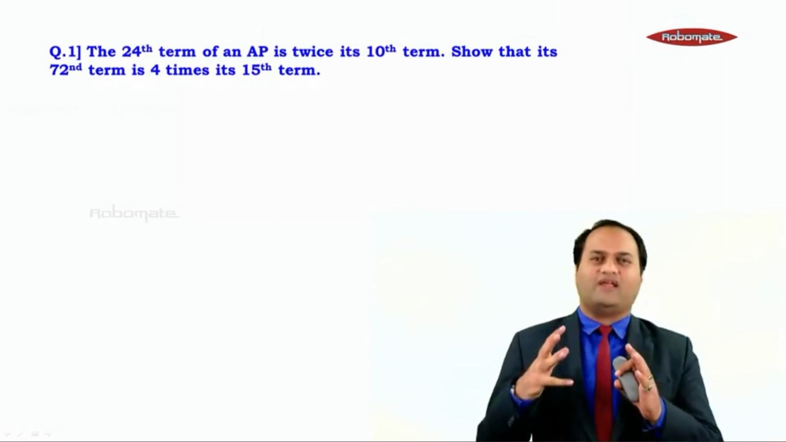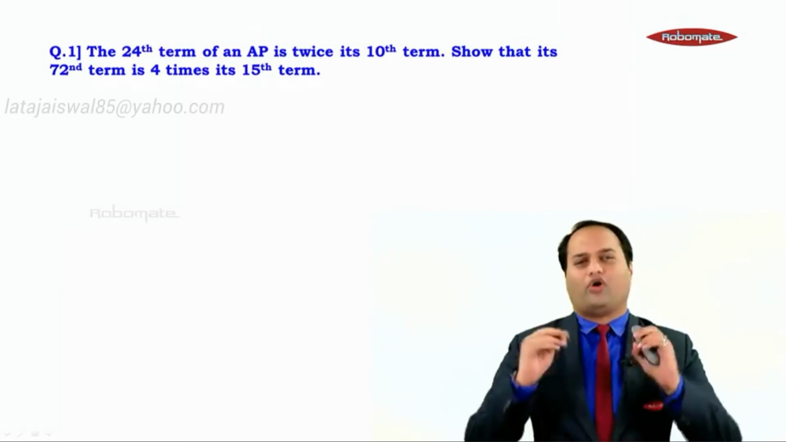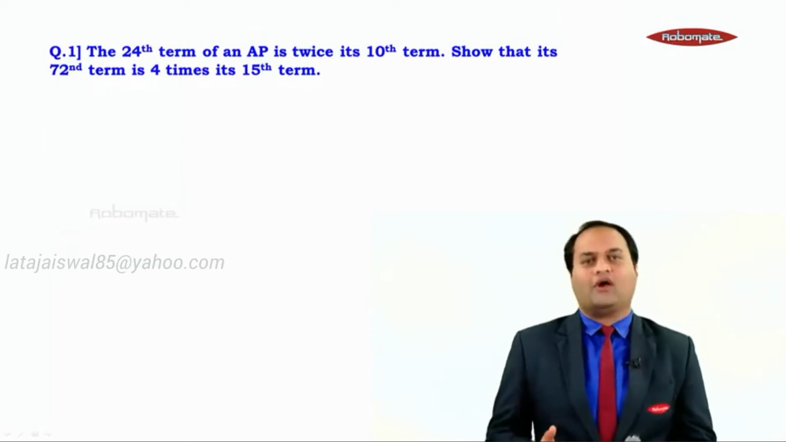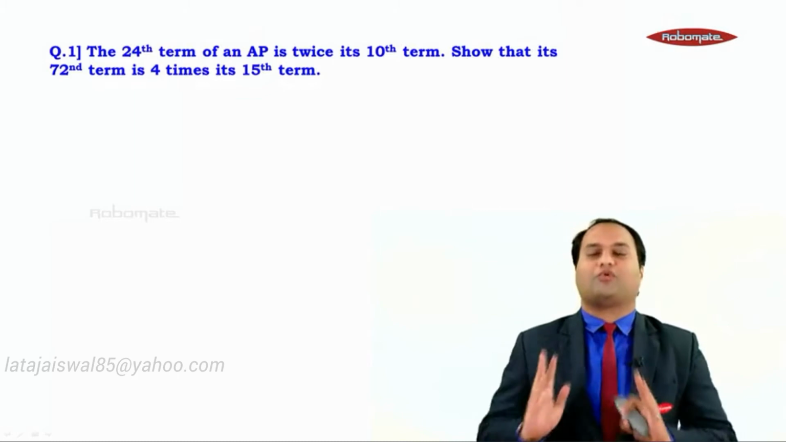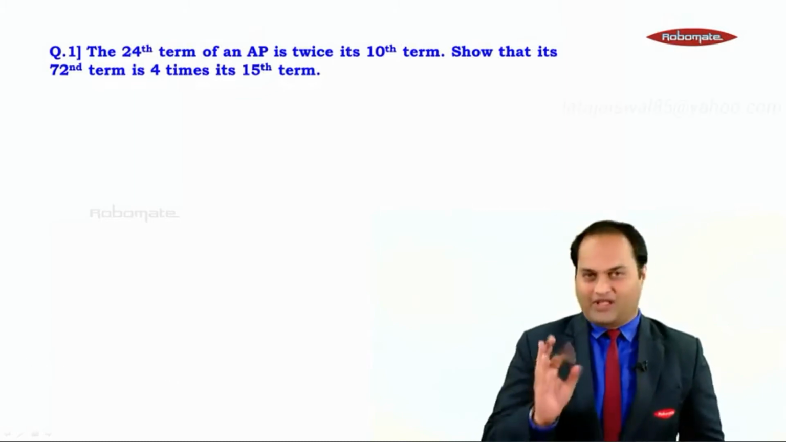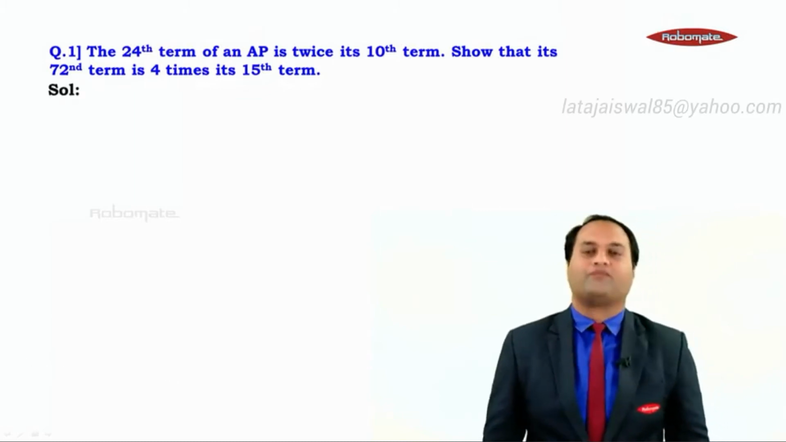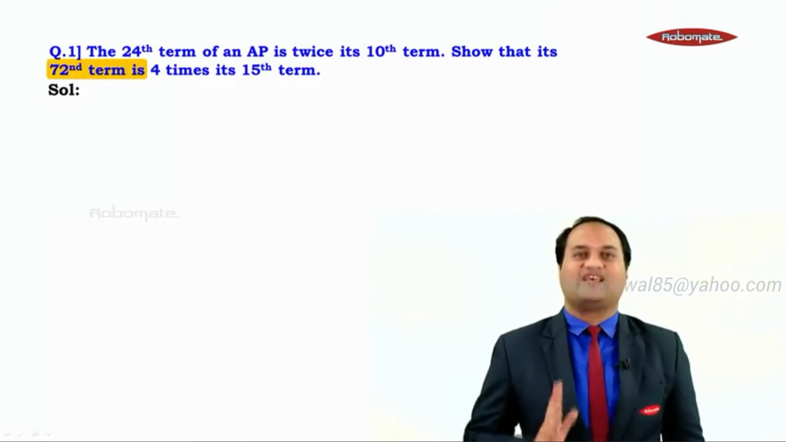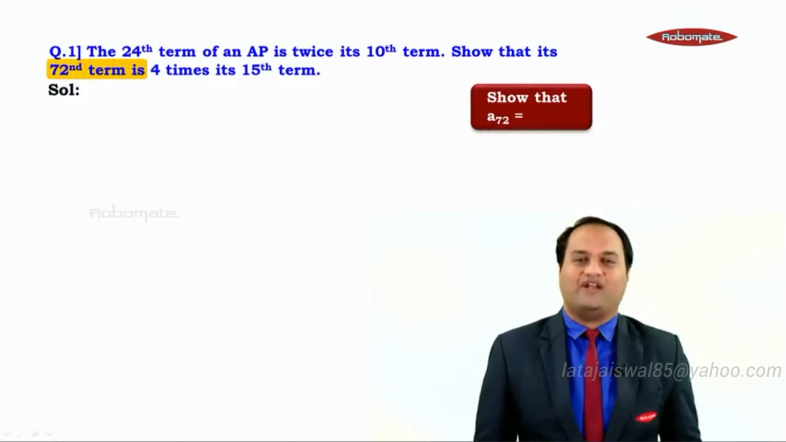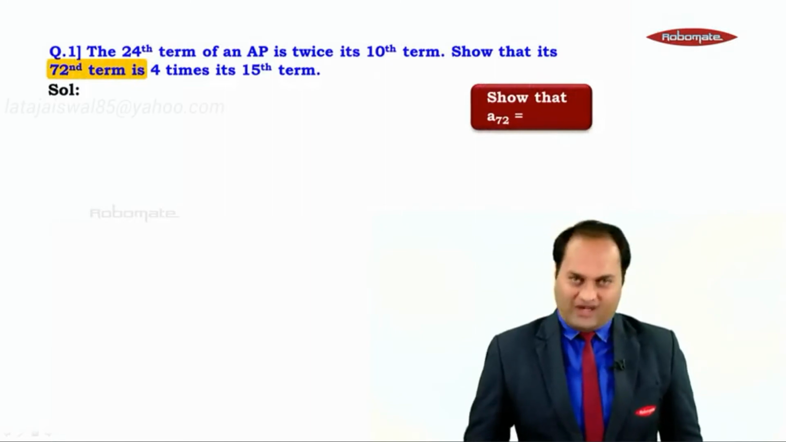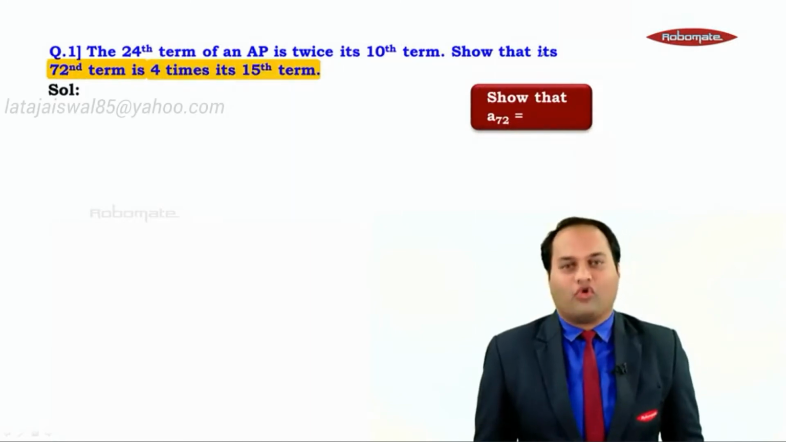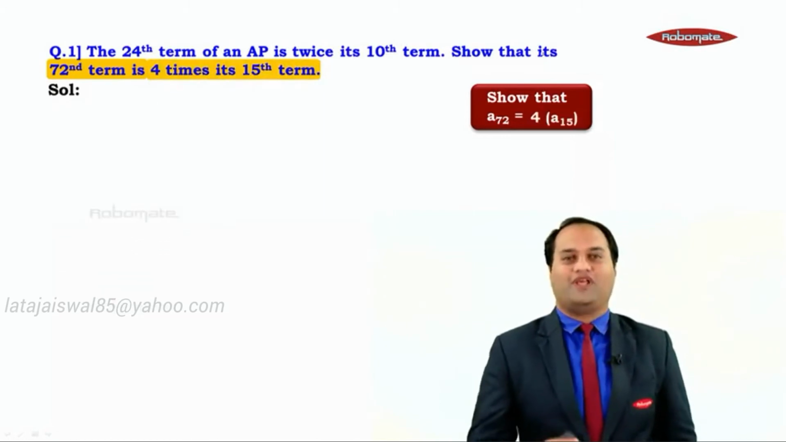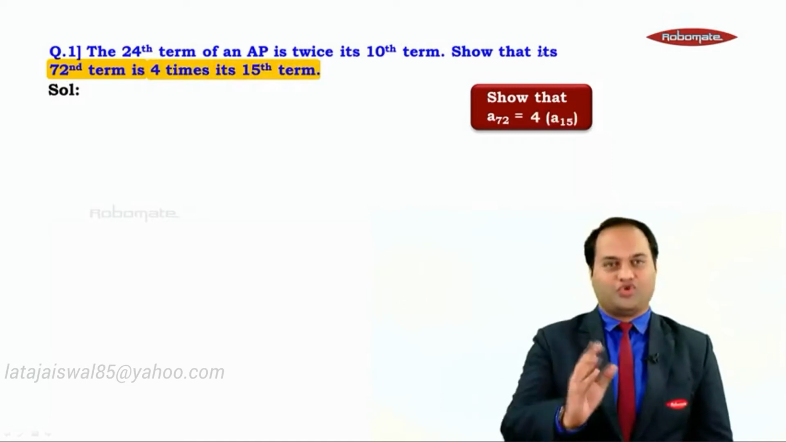Now in these additional sums you need to apply all the concepts that you know. There is nothing new that we will be learning. All the concepts that we know we are supposed to apply here. Right? Let's think how to do it. We are supposed to show that the 72nd term, that's A72, is equal to 4 times the 15th term, that is 4 into A15. That is what we are supposed to show.